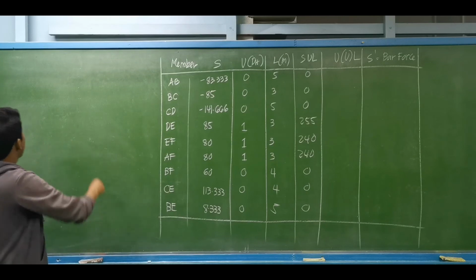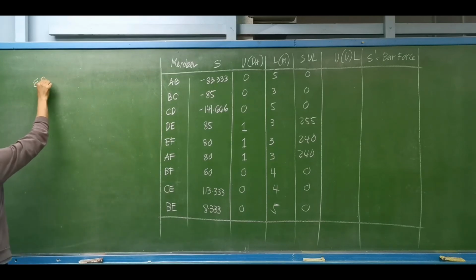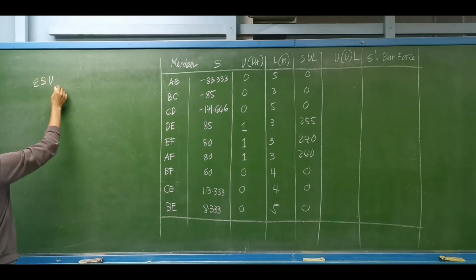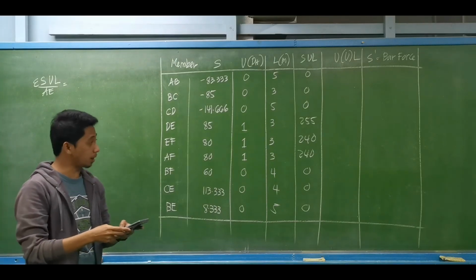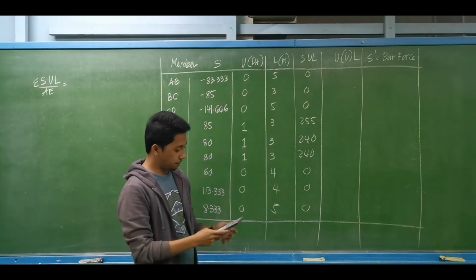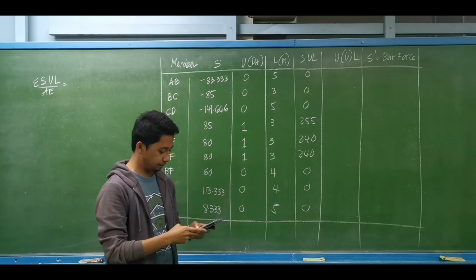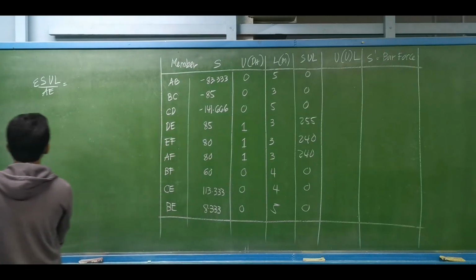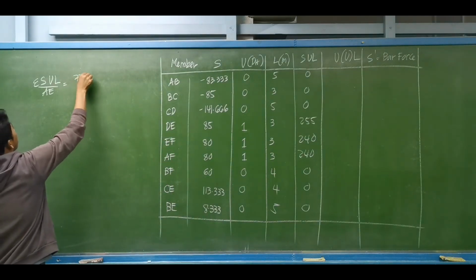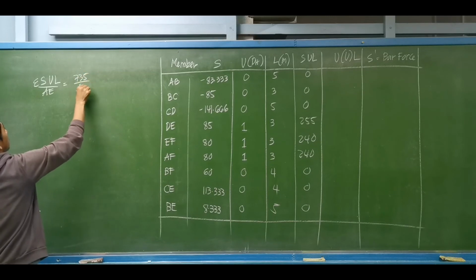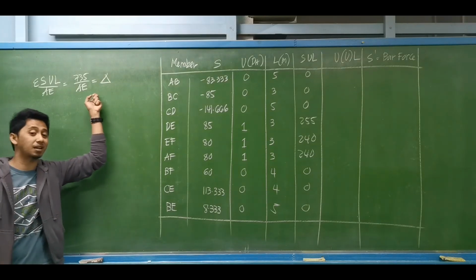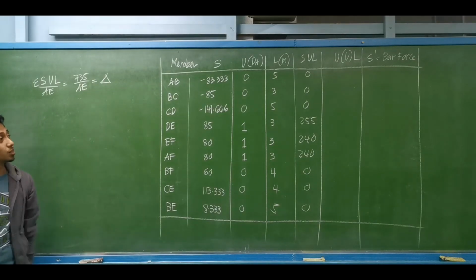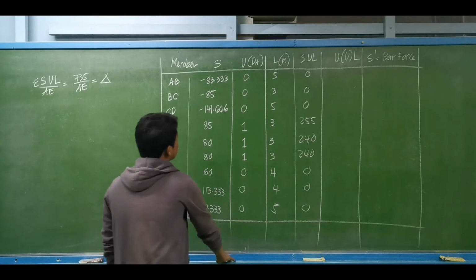So let us determine the summation. We need the summation of the axial force due to real load, unit load, length, divided by AE. So let us take the summation. That will be 255 plus twice 240, so that is equal to 735 over AE. This is the equivalent of our delta, the deflection of the truss due to real loads. So we have, how about this one?